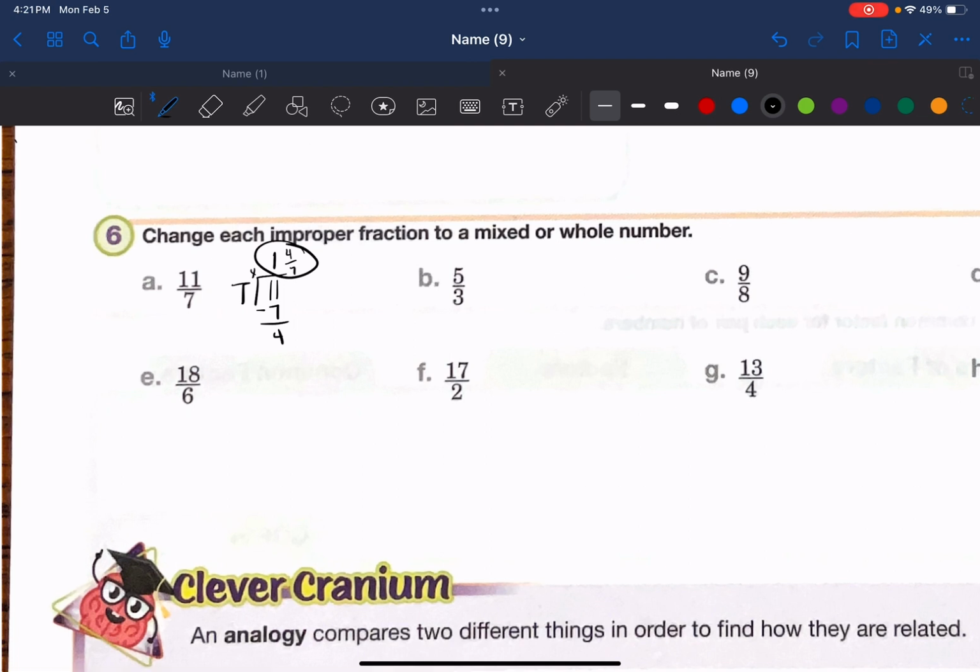Please make sure that you're understanding how to reduce fractions. This is a trickier skill. And always remember to reduce to the lowest term.